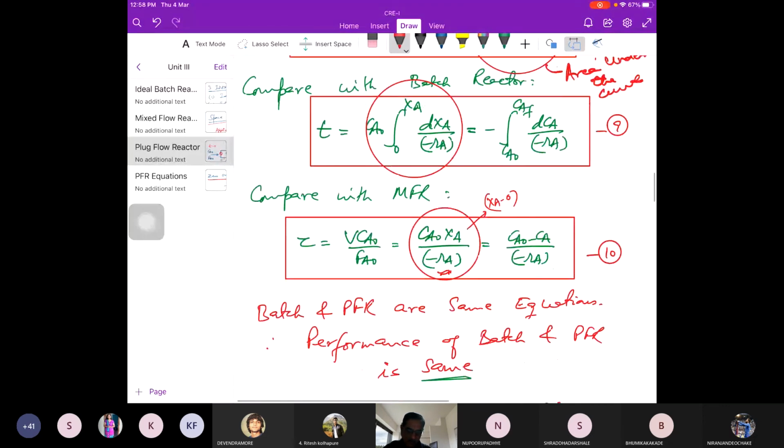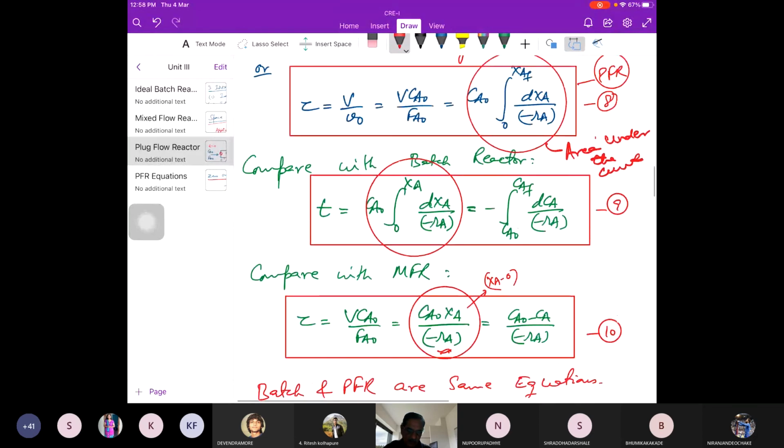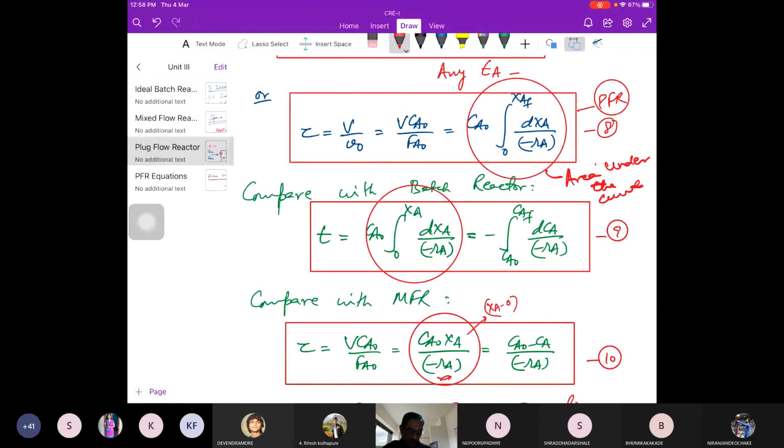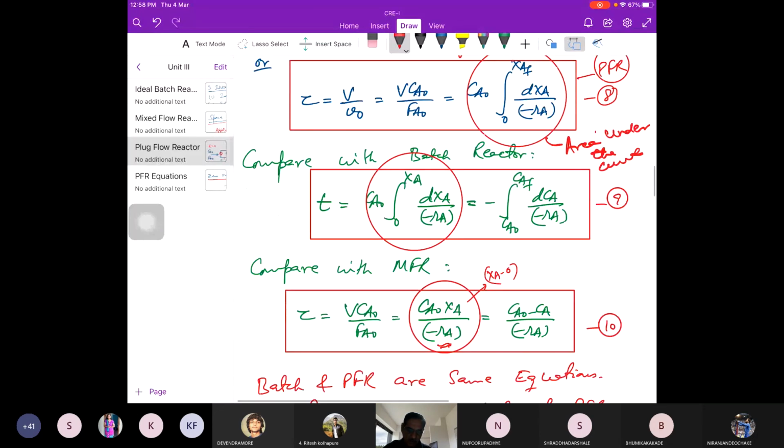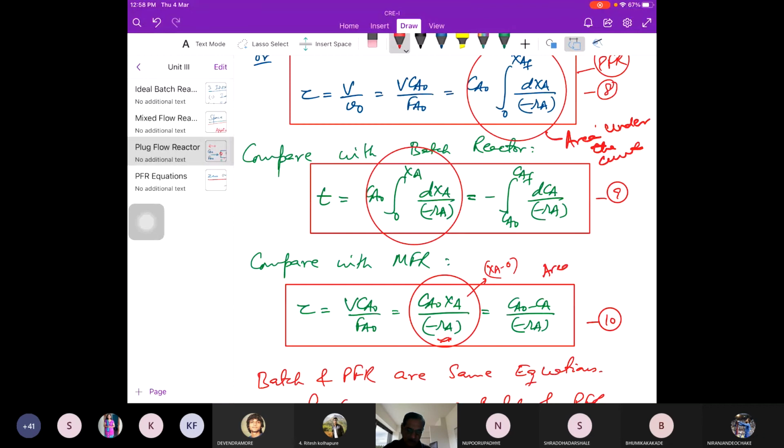So batch and PFR are the same equations. Performance of batch and PFR is the same. If I take a batch reactor and calculate t, and I take a PFR and calculate tau, I'll get the same value for the same conversion, same CA naught. But I'll not get the same tau for mixed flow reactor, because now I'm getting area of rectangle, not area under the curve.